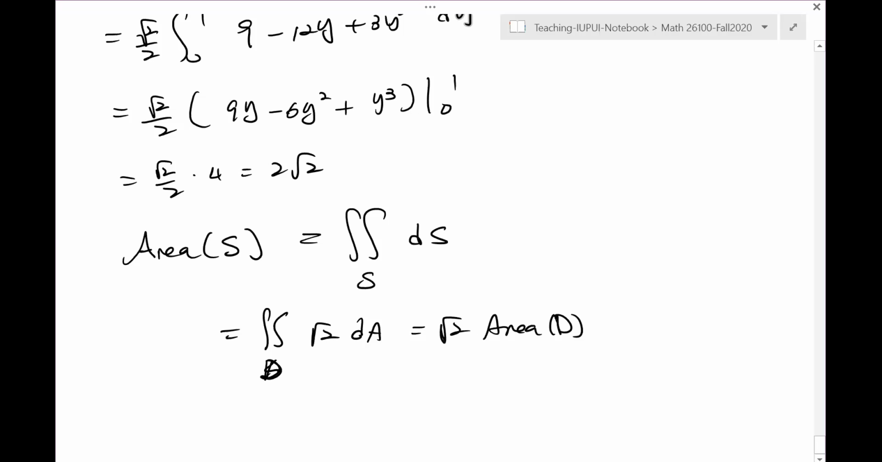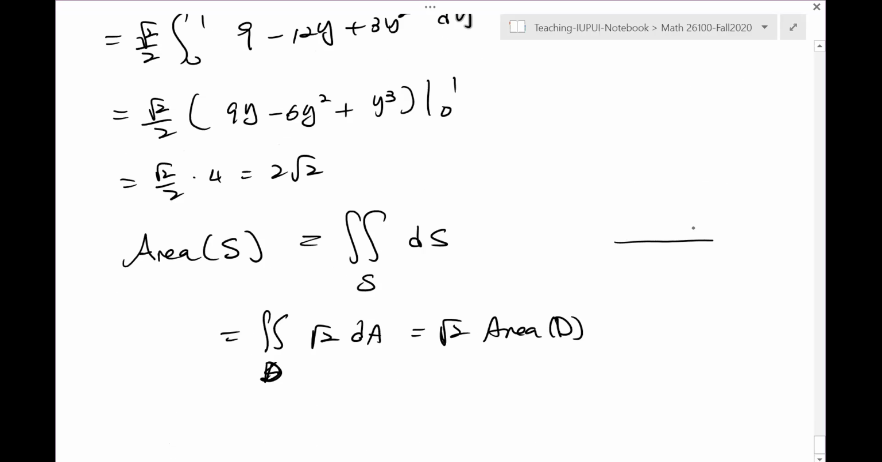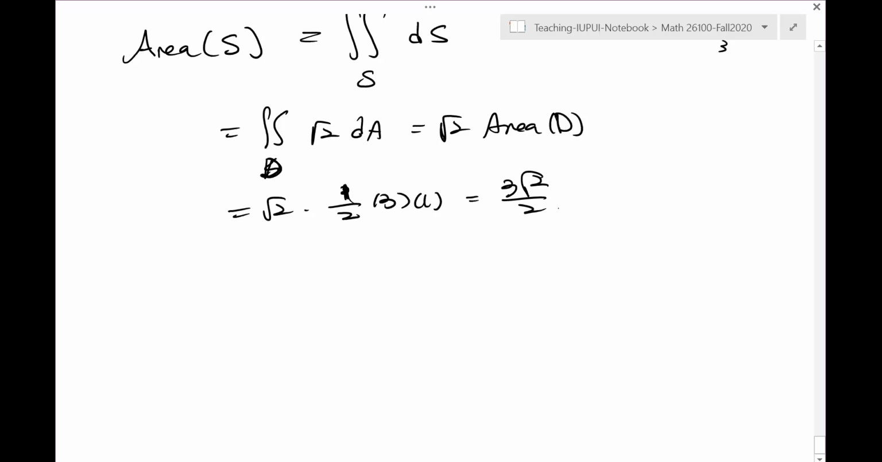You already know the area of the triangle in the base, because this is a triangle. Here's a 3, here's a 1. The height is 1, and the base is 3. So that will be 3 square root 2 over 2. Now, we can also find the area without using calculus.